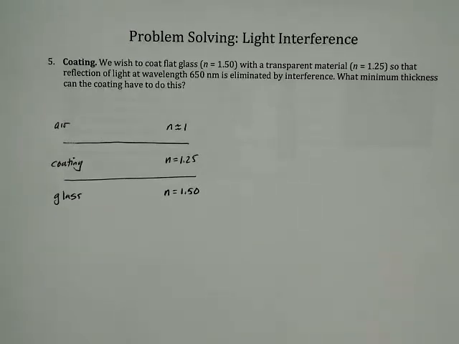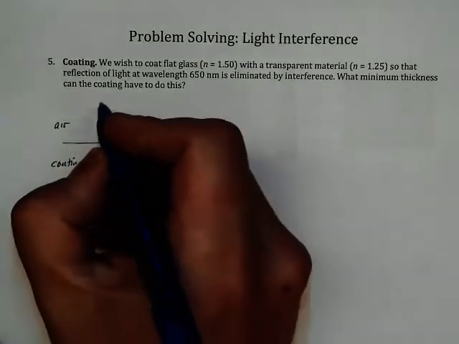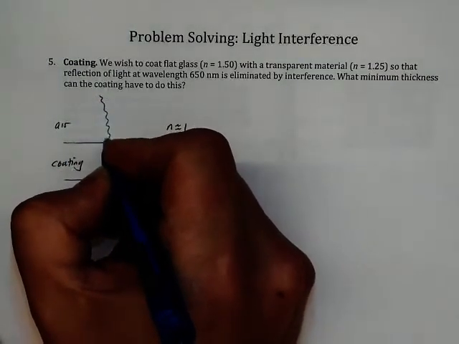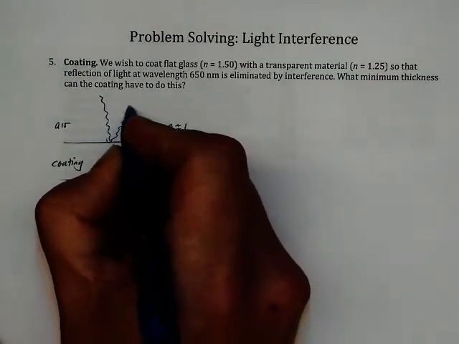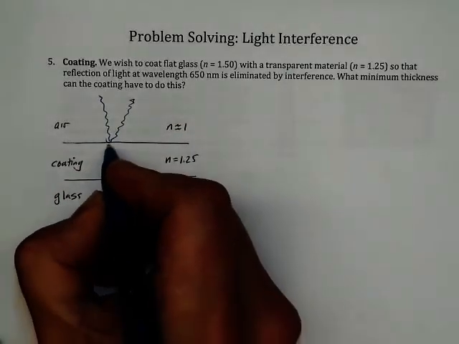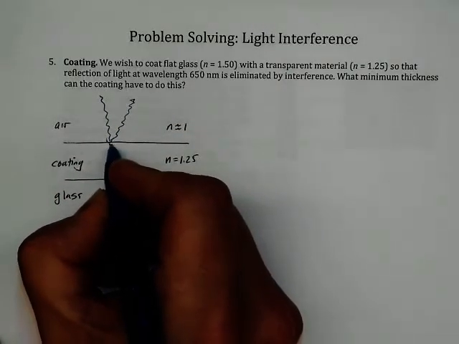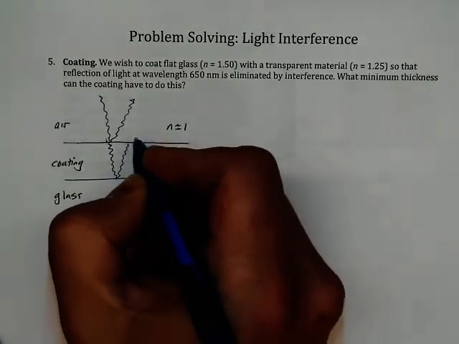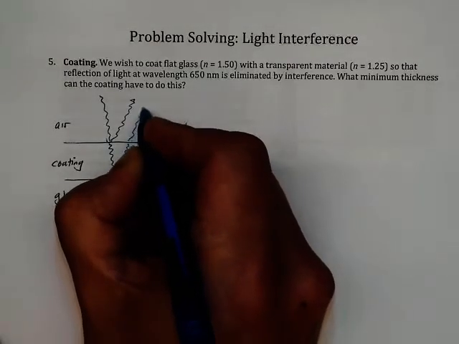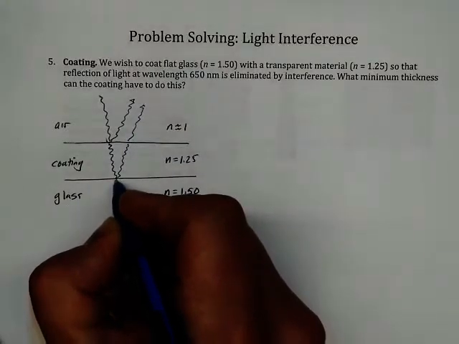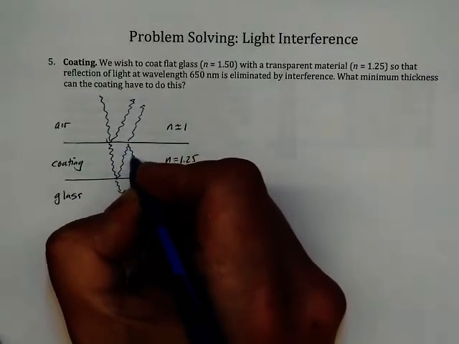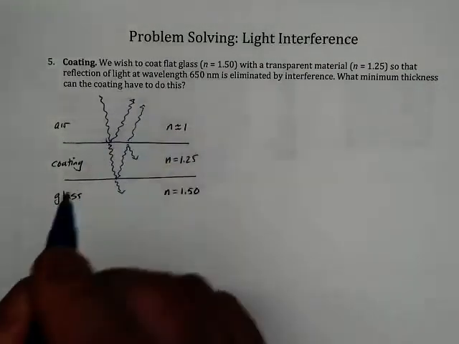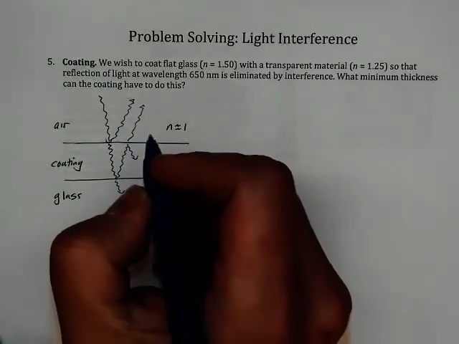Okay, so what minimum thickness can the coating have to do this? Well, again, let's think about what's going on here. I've got light coming in from the air, reflecting off of boundary 1. Some of that light, though, continues into the coating layer and then is reflected off of the coating-glass boundary. Some of that goes back out into air. Again, more of the light keeps going in other directions, but we're just focusing on these two pieces of the light wave that came out.